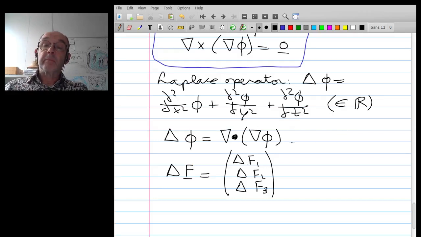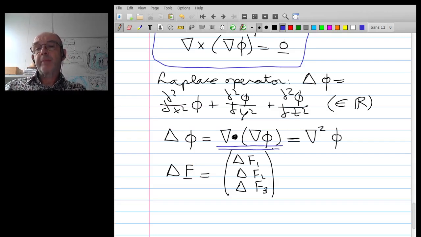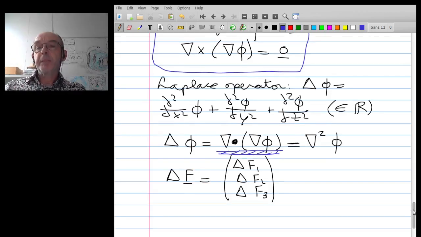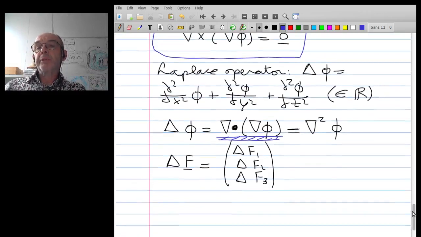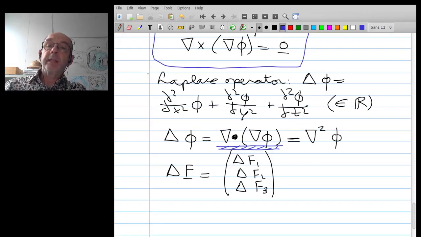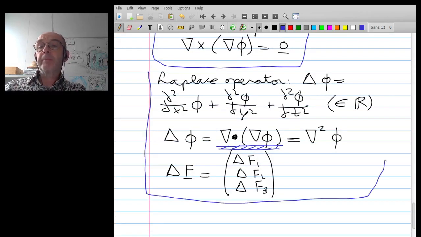Sometimes this is also written as the gradient squared times phi, but I don't like it so much. I have more feeling for this one than the other one. But in a certain sense, you are only telling people what operations you have to do. The Laplace operator is some operation you do, and that is an operation with all kinds of second order derivatives.